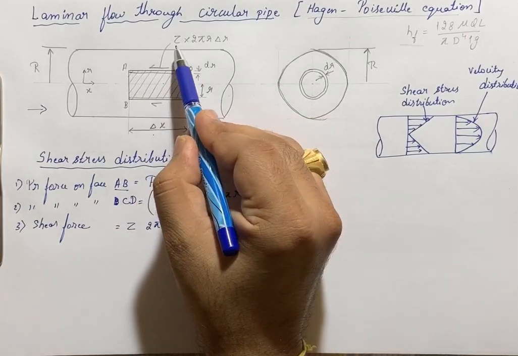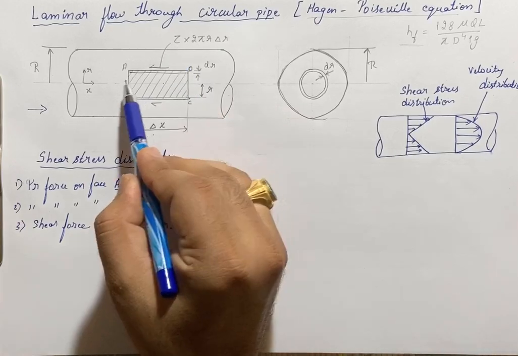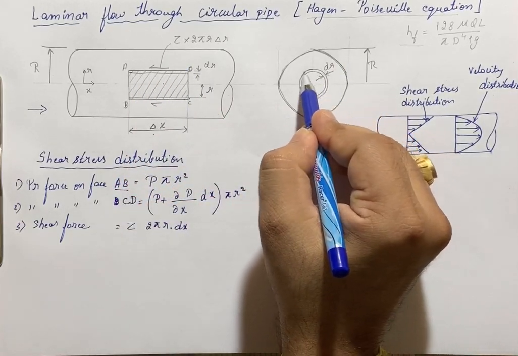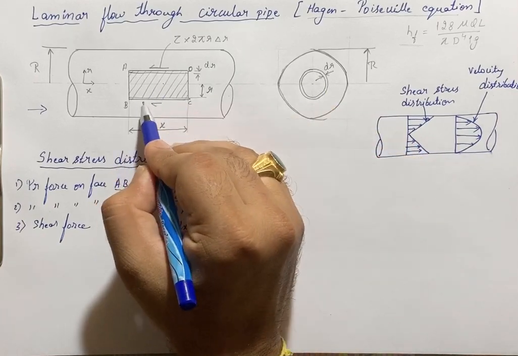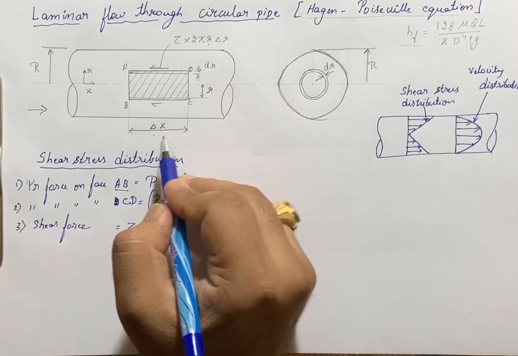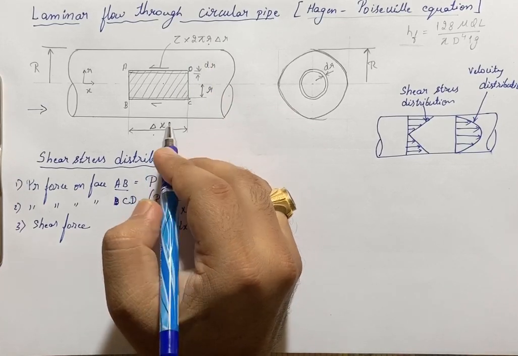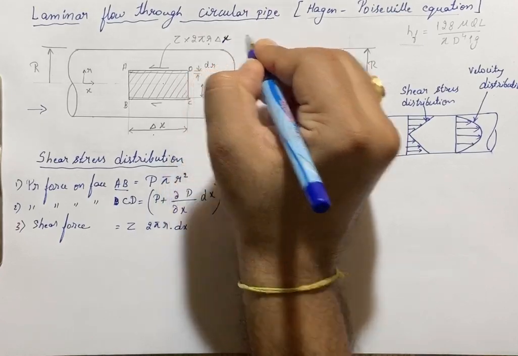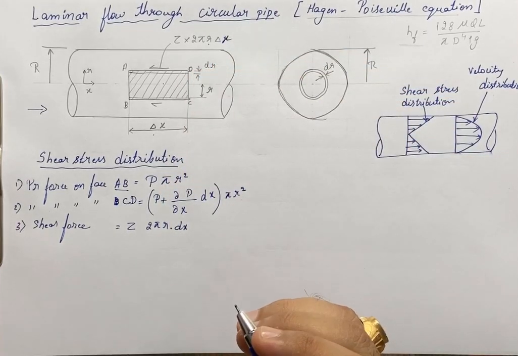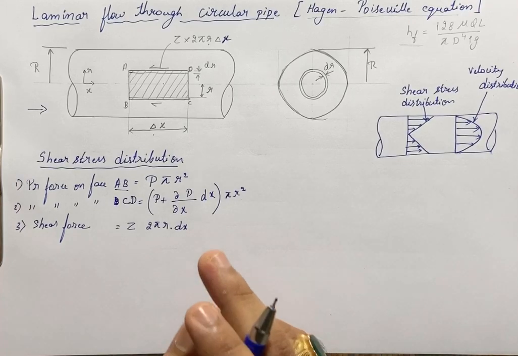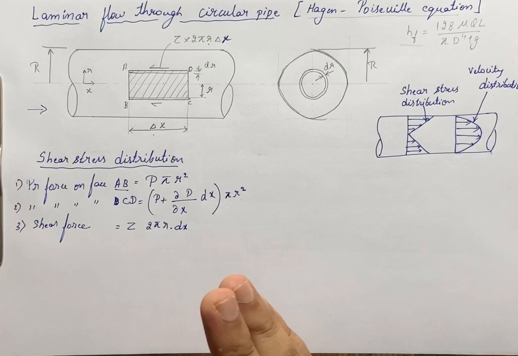Here tau is the shear stress, and the area is the circumferential area. This is the circumferential area that I need to consider. That means the circumference is 2 pi r, into dx. This is the shear force which is acting on the surface of the fluid element.